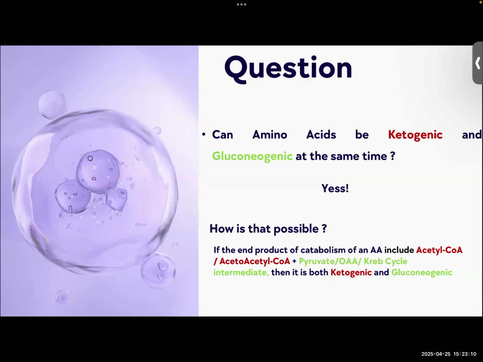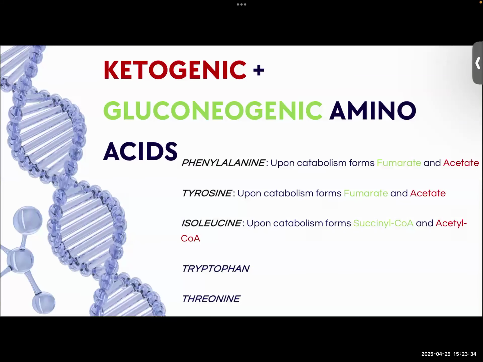So if you have an amino acid that breaks down into acetyl CoA or acetoacetyl CoA, but then it also has pyruvate, oxaloacetate, fumarate, alpha ketoglutarate, one of these, then it's both ketogenic and gluconeogenic. And there are 5 amino acids that are both ketogenic and gluconeogenic at the same time. And again, this is something that is important to remember. And those 5 are phenylalanine, tyrosine, isoleucine, tryptophan, threonine.